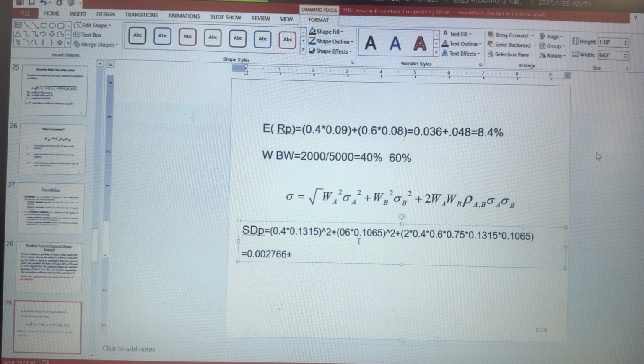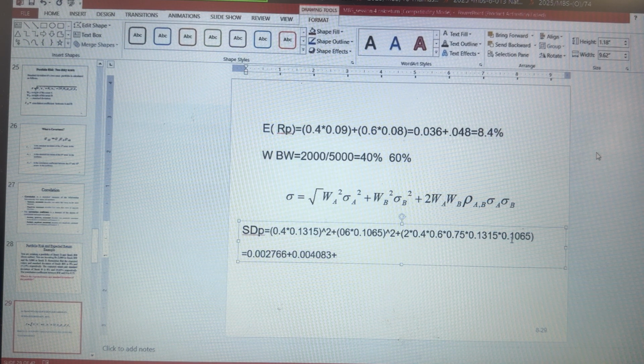Then the second part is 0.6 multiplied by 0.1605 power 2. That becomes 0.004083. Then we can go for the rest of the equation, the third part of the components. That is 2 multiplied by 0.4 multiplied by 0.6 multiplied by 0.75 multiplied by the two standard deviations.